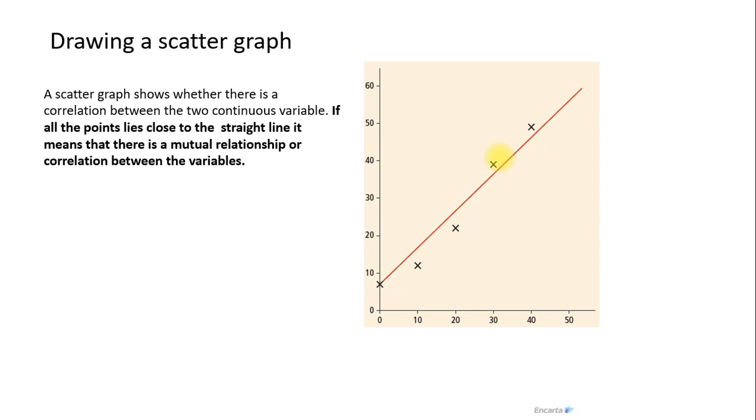Drawing a scatter graph. A scatter graph shows whether there is a correlation between the two continuous variables or not. If all the points lie close to the straight line, it means that there is a mutual relationship, which we call a correlation between the variables. Like here, we have a correlation, a mutual relationship of all the data. They are closely related, or they're all falling on the same straight line, or close to the line of best fit.